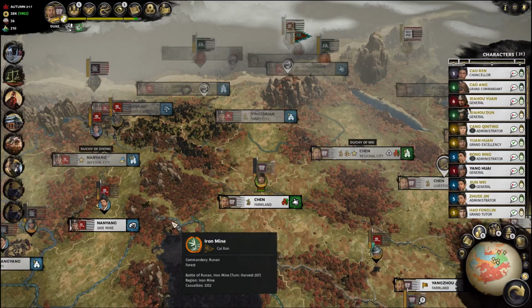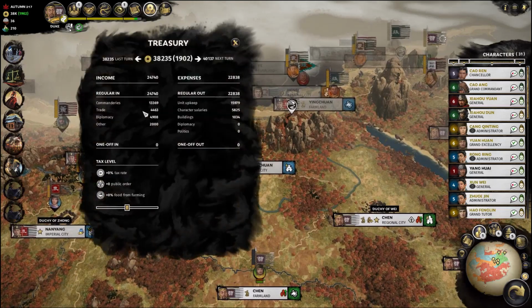Hello everyone, and today I want to talk about peasantry, food production, and growth. I'm putting them all together because you will see it always goes together, all of them. I want to start by showing you the treasury.